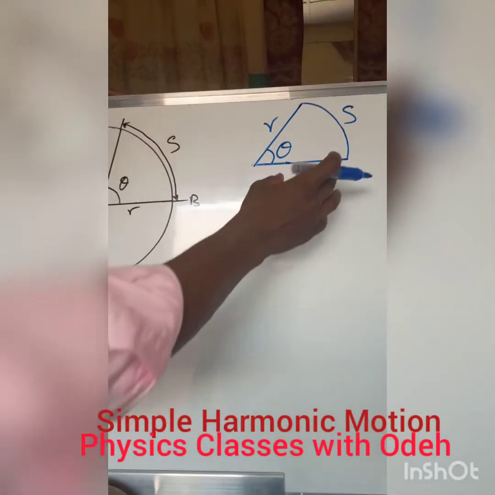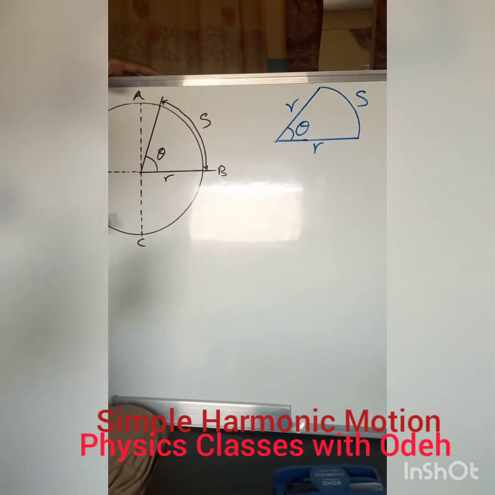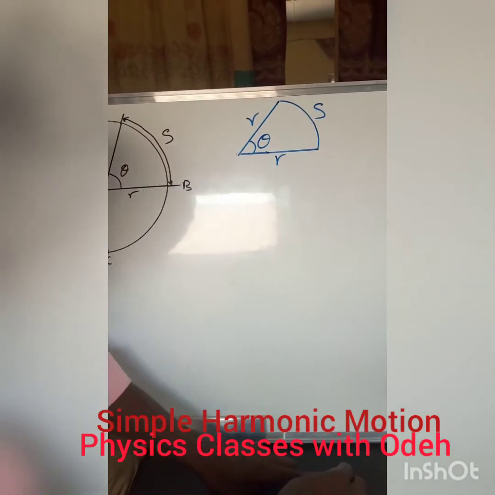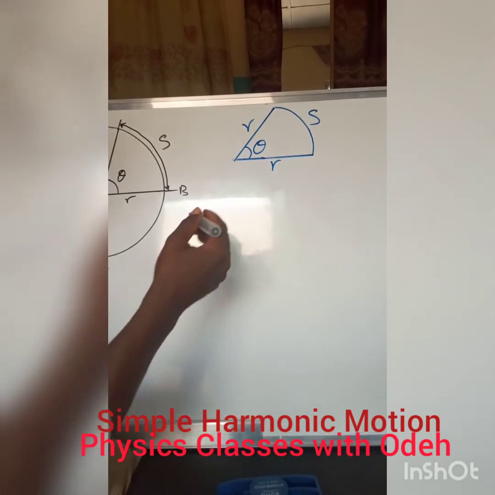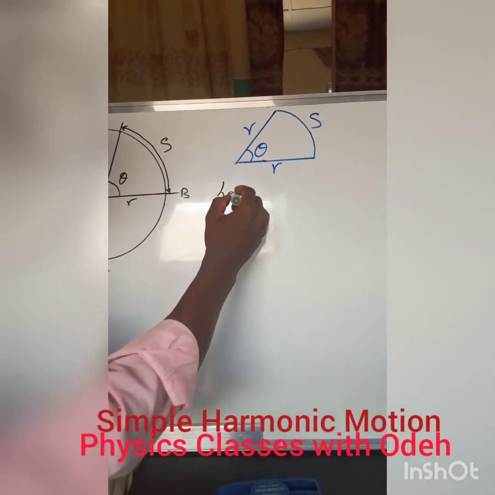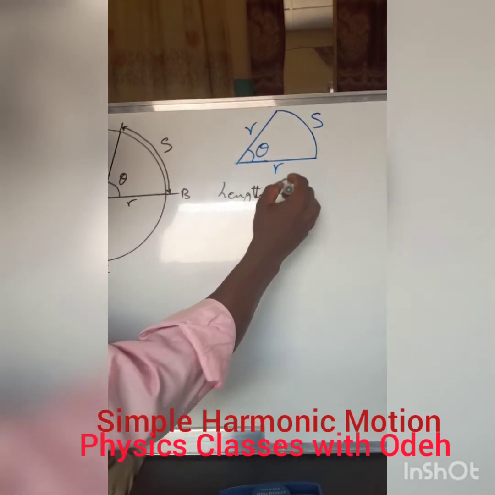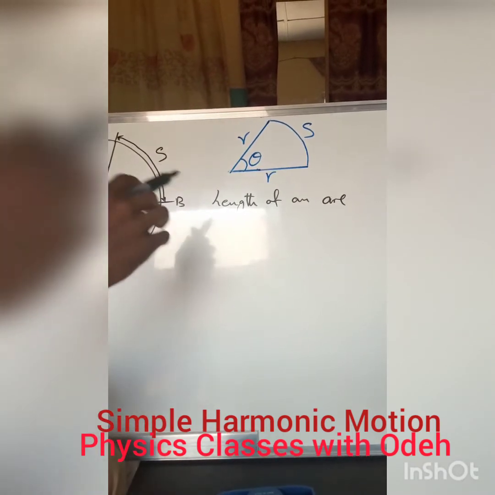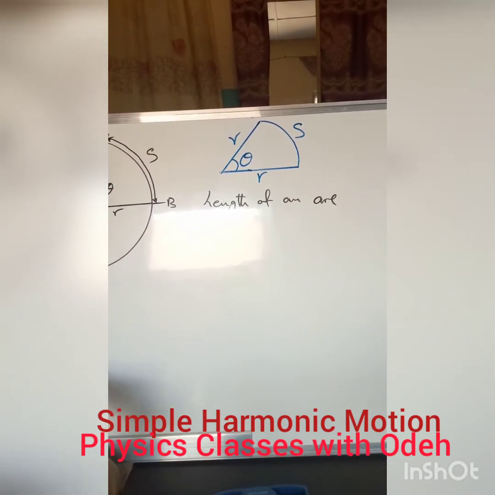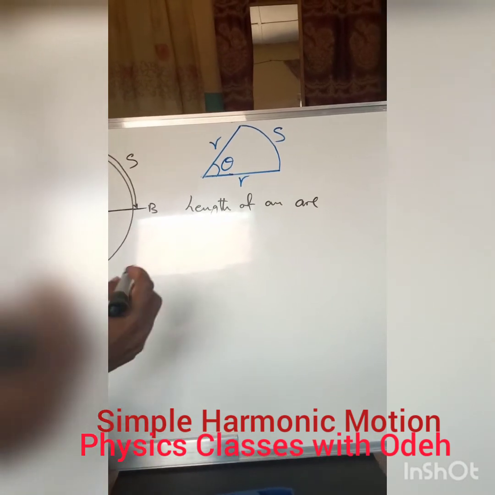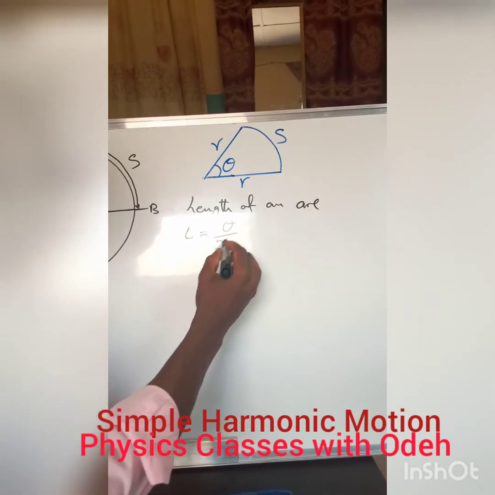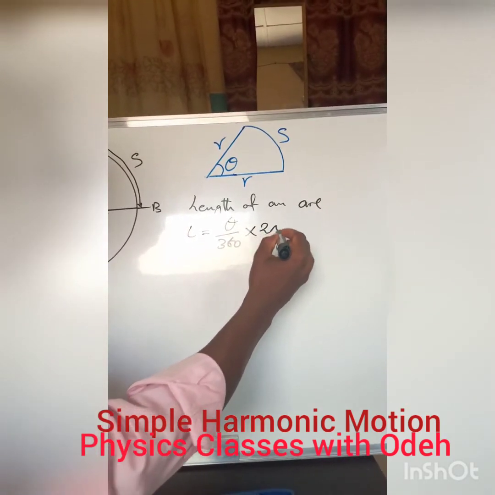Now, having cut out this portion from our original circle, you would realize that it gives us something similar, exactly what we used to study and we call length of an arc in mathematics. Now, in your mathematics, you have length of an arc, and length of an arc is given by L is equal to theta all over 360 times 2 pi r.